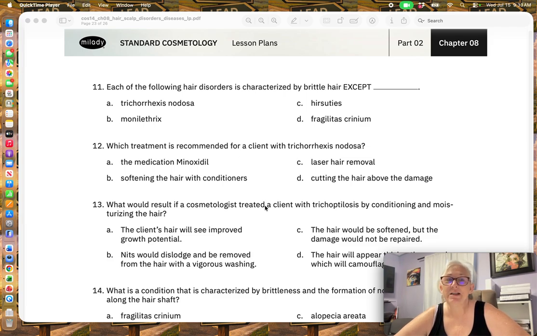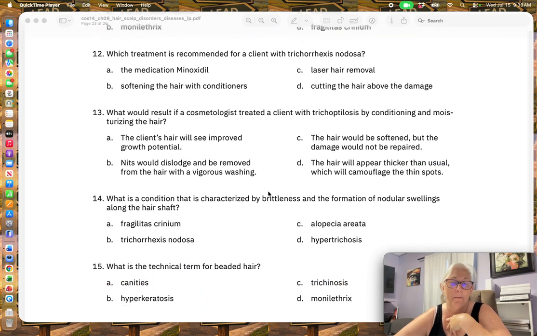All right, which treatment is recommended for a client with trichorrhexis nodosa? Well, the last one told me that it was brittle hair, so I kind of got a clue. The medication minoxidil, softening the hair with conditioners, laser hair removal, or cutting the hair above the damage. Well, if trichorrhexis nodosa has to do with brittle hair, we're going to either B or D. Let's go with B first. Number 12 is B, softening the hair with conditioners. It's brittle. It's not necessarily breaking, but it is brittle. So we're going to soften the hair with conditioners for that one.